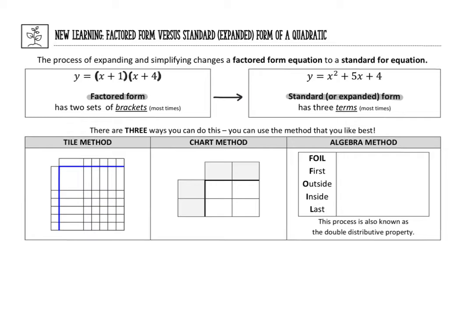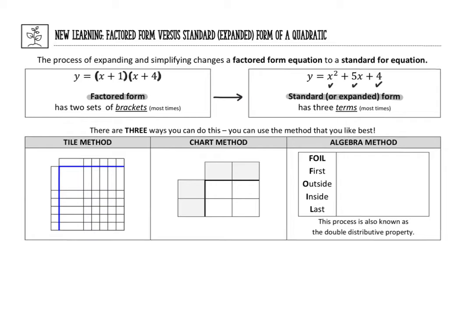A standard form equation, for the most part, will have three terms. It'll look something like y equals x squared plus 5x plus 4. We want to look at how we can change the factored form equations into the standard form equations. There are three ways that we can do this, and you're going to choose the method that you like best.